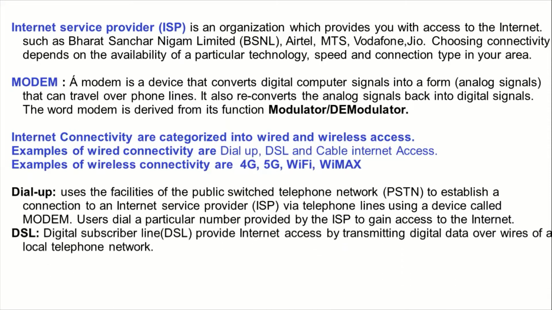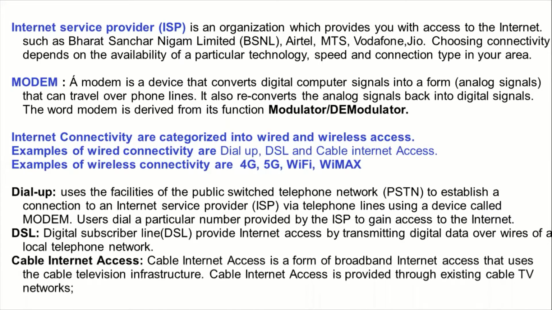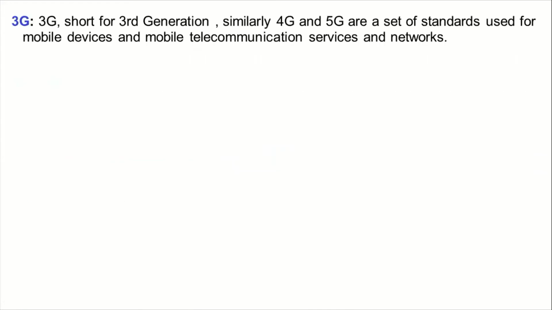DSL, digital subscriber line, provides internet access by transmitting digital signals over wires of a local telephone network. Cable internet access is a form of broadband internet access that uses cable television infrastructure. Cable internet access is provided through existing cable TV networks. So these were the different wired internet connectivity options.